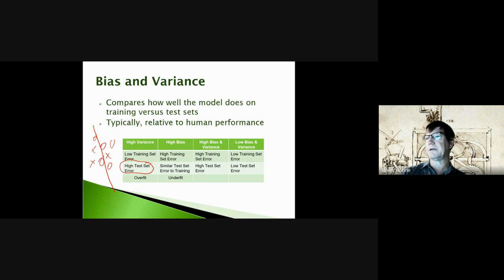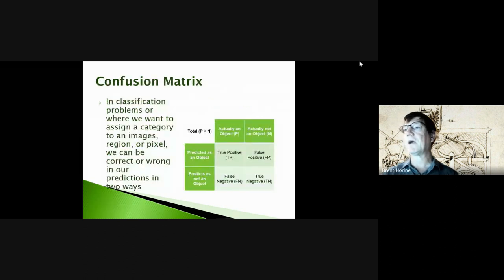So all this is typically relative to human performance, right? There are some tasks that are really easy, even for humans and for machines, and some tasks that are really hard even for humans to do, right? So a lot of times when we talk about whether something's high or low, in some cases 15% error might be great, and in other cases 15% error might be terrible, right?